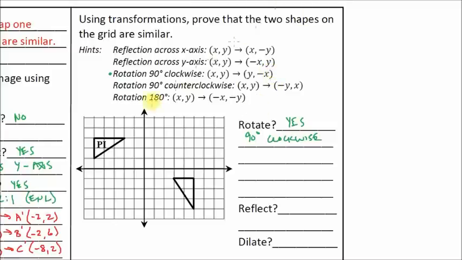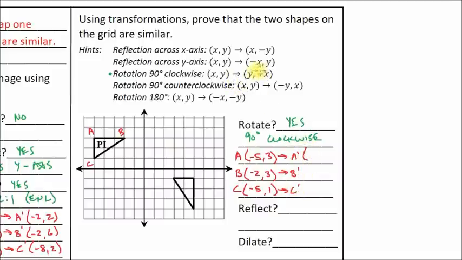So let's take a look at our current points on our preimage. Let's call this A, and we'll call this B, and we'll call this C. Looks like our A coordinates are at negative 5, 3. Our B coordinates are at negative 2, 3, and our C coordinates are at negative 5, 1. We've got to get these to be our new coordinates. So I'm going to find what A prime is, what B prime is, and what C prime is.